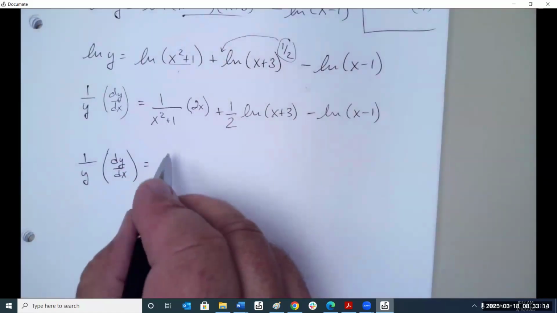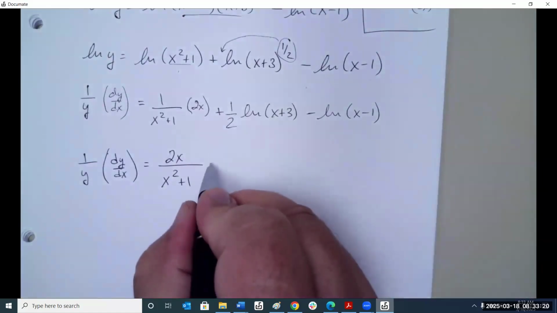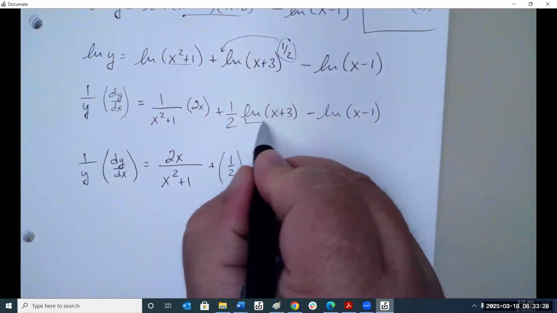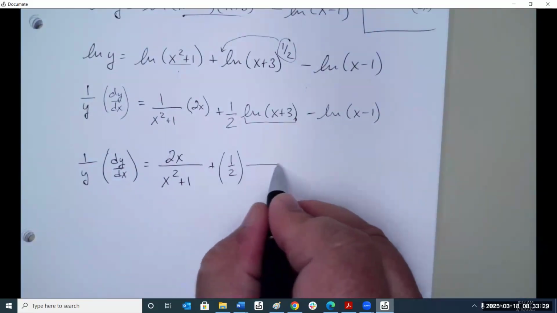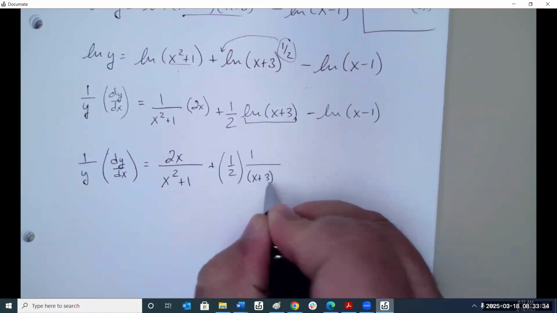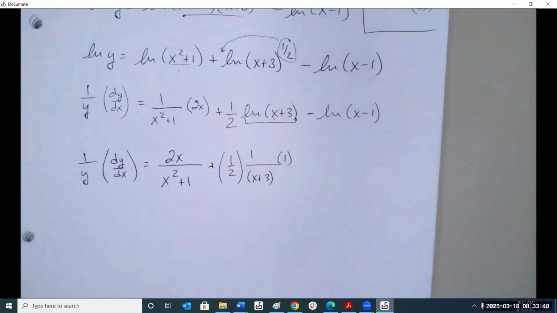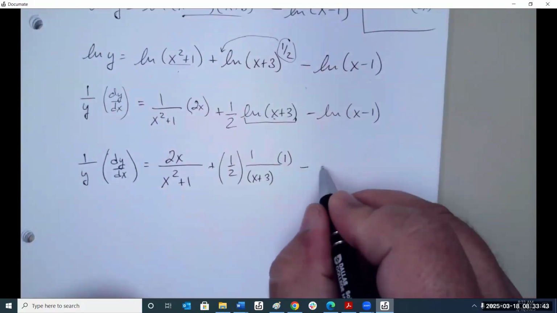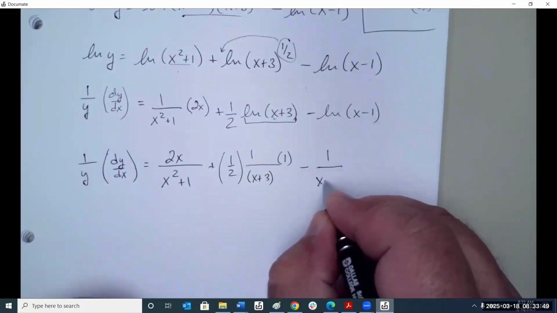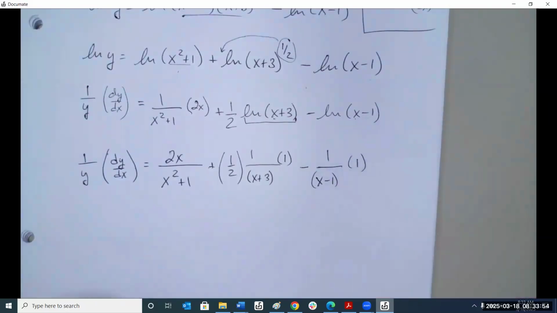So we finished the first one already. It's going to be 2x over x squared plus 1, 1/2. The derivative of this equation is 1 over x plus 3 times the derivative of x plus 3, which is 1. Minus the derivative of ln is 1 over x minus 1 times the derivative of x minus 1, which is 1.